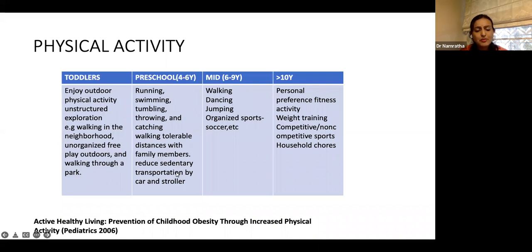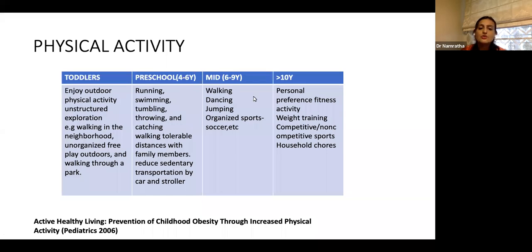So the American Academy of Pediatrics promotes active, healthy living and suggests the following exercise programs. Toddlers usually enjoy outdoor physical activity. So they should be allowed unstructured exploration, like just walking in the neighborhood, preferably with a parent or a grandparent, walking outdoors. Preschool children, 4 to 6 years of age, should be encouraged for running, swimming, tumbling, throwing, and catching activities. They should be allowed to walk tolerable distances with the family. And as far as possible, reduce sedentary transportation with automobiles or even strollers.